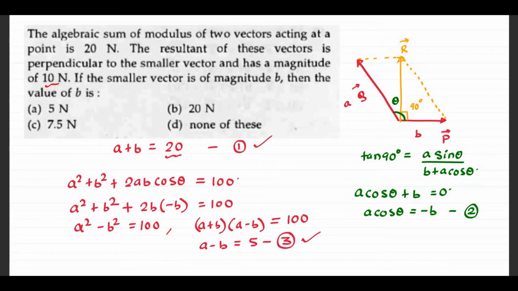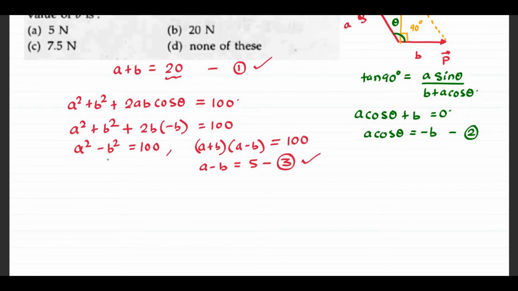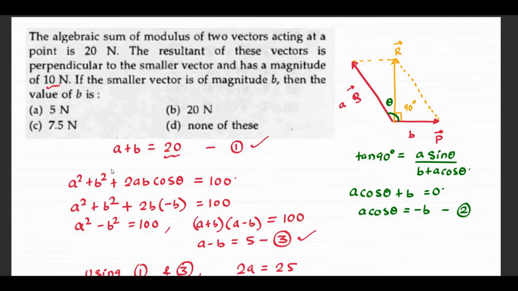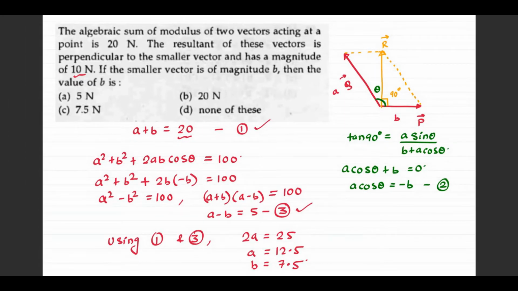Now use 1 and 3. If you add both of them, you will get 2A equal to 25. So A is 12.5. If A is 12.5, B then will come out to be 7.5. Hence, if you look at the options given, it will be option C. Right? Let's move to the next one.